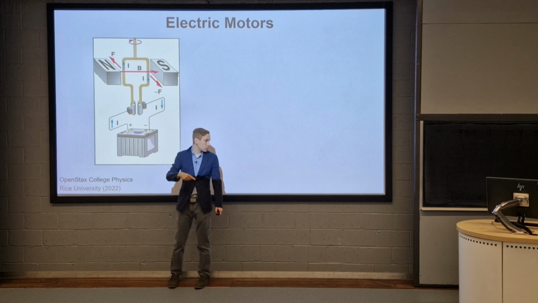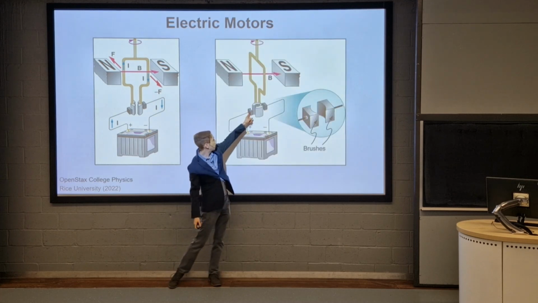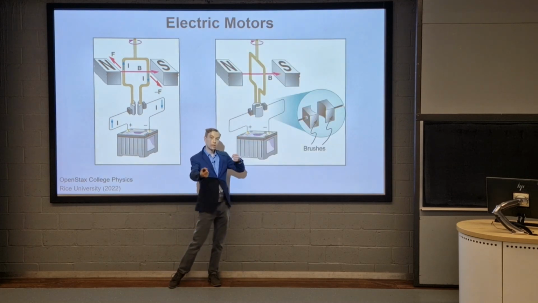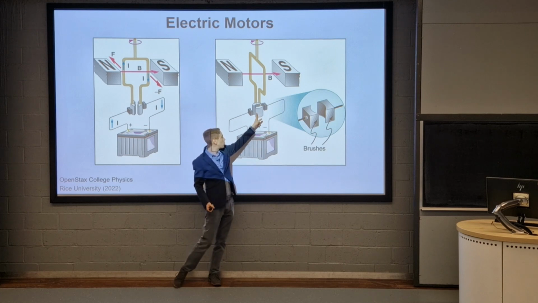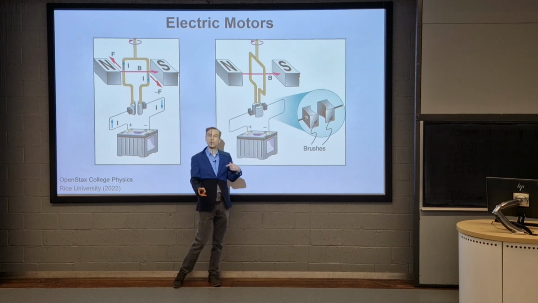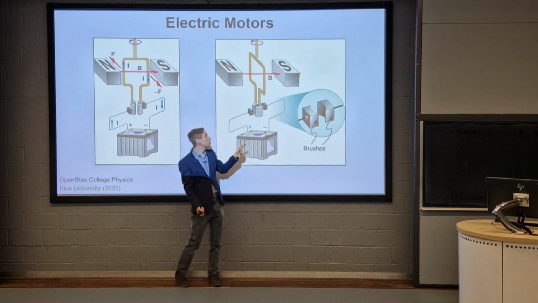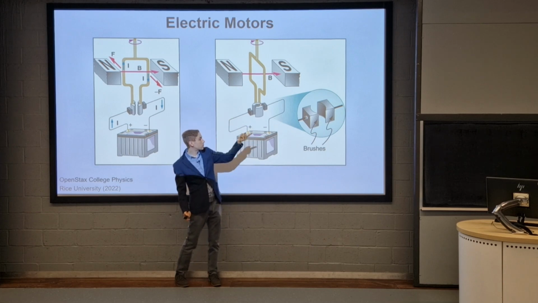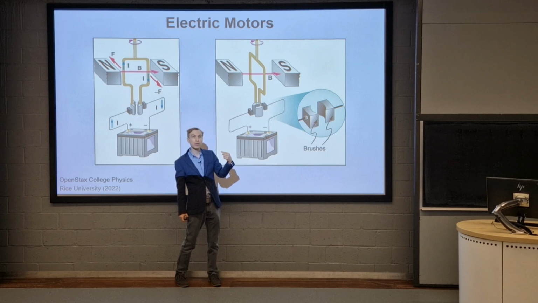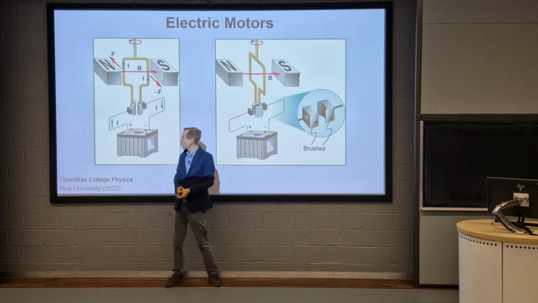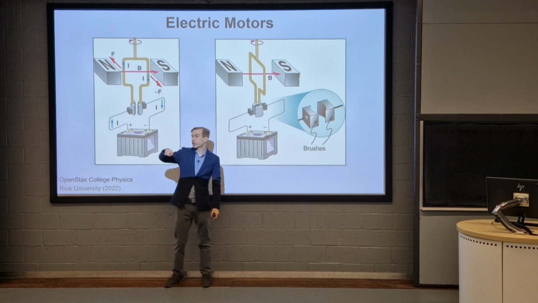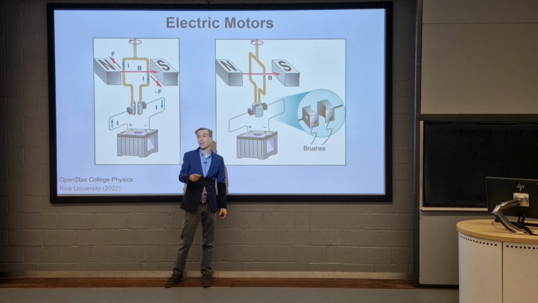So once the coil's rotated, it comes around, and then the current basically gets flipped because this commutator is flipped over, so the current's flowing the other way. Once this ring has flipped around halfway, we're back to here, and it just keeps on pushing round and round, spinning round and round. And that's an electric motor.